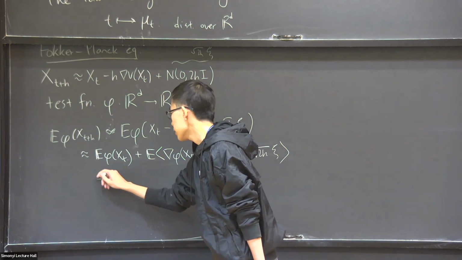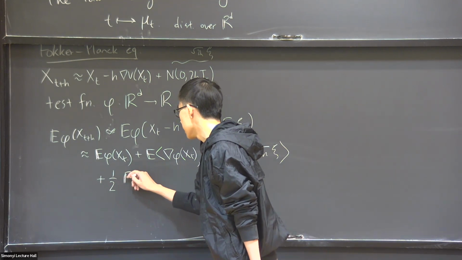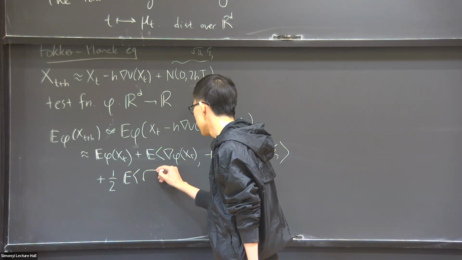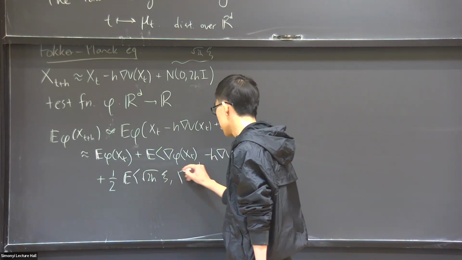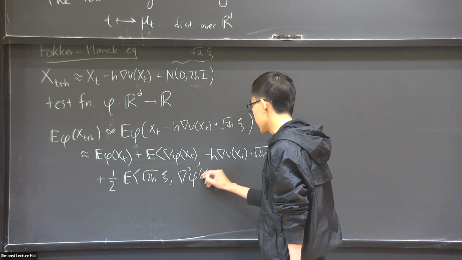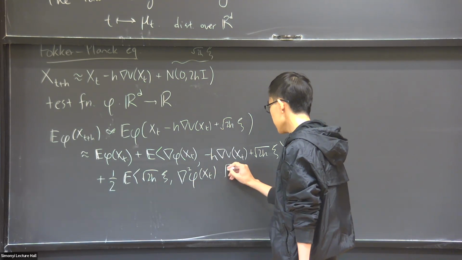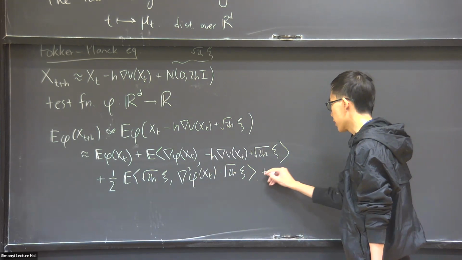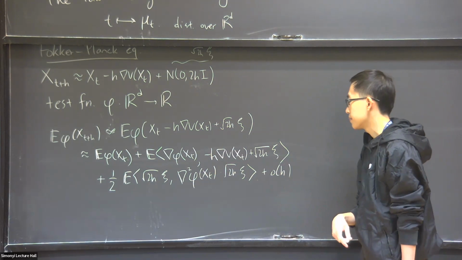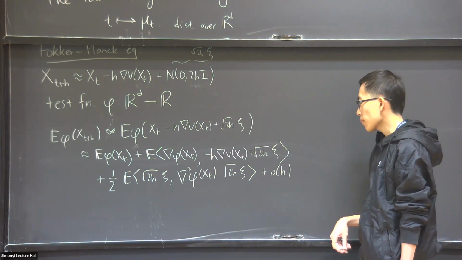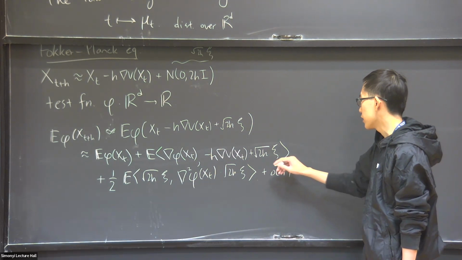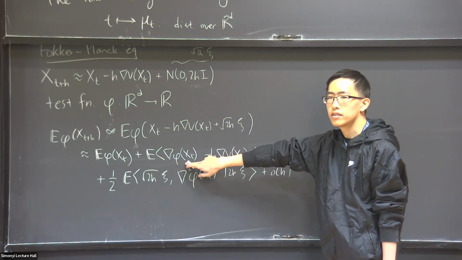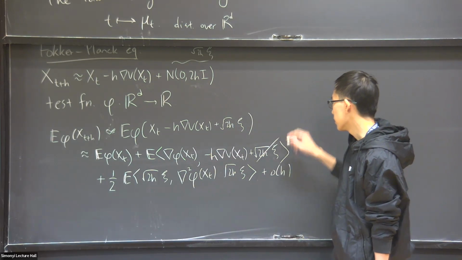In fact, the only second order term that's still meaningful is when you look at square root 2h times xi, this quadratic form against the Hessian. All the other terms we don't have to worry about because they're little o(h). Okay, and then when you look at this expression, xi is this Gaussian random variable that's independent of the xt that we started with. So this has a 0 expectation.